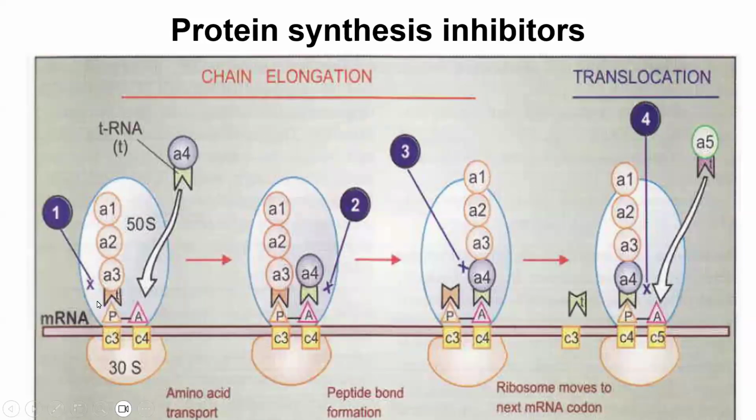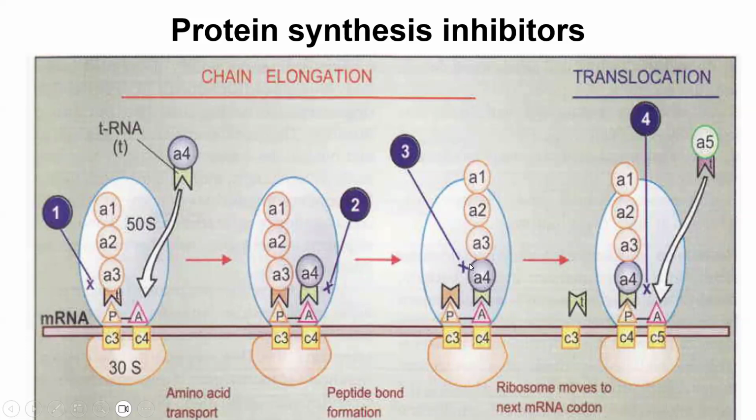So this first step is aminoglycoside. Aminoglycoside acts here. It binds to the 30S, 50S interface and inhibits the misreading of the mRNA code. That is the first step inhibited by aminoglycosides. And this is the site of action of tetracyclines. Tetracycline mainly inhibits the attachment of amino acid tRNA to the A site. So this is inhibited by tetracycline.